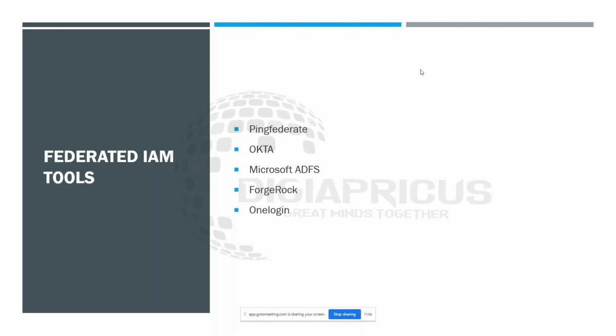Identity and access management: for identification, they have a separate tool known as Ping Directory. For authentication, they have Ping Federate. For authorization, they have a separate tool known as Ping Access. So we are going to start with Ping Federate now. Ping Federate is an authentication tool.